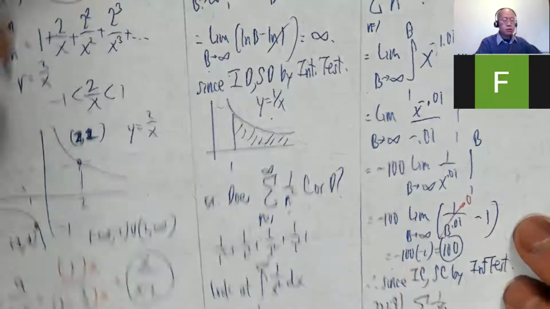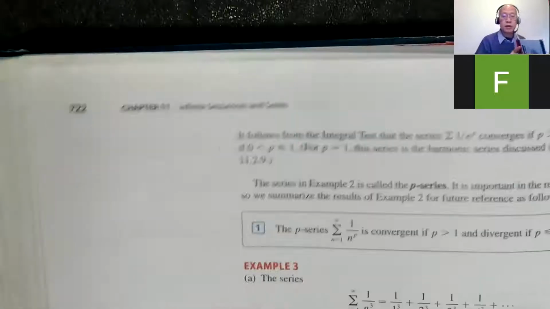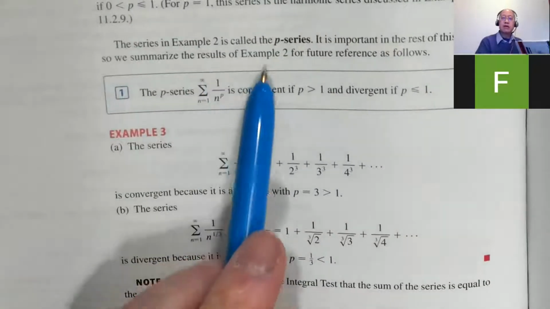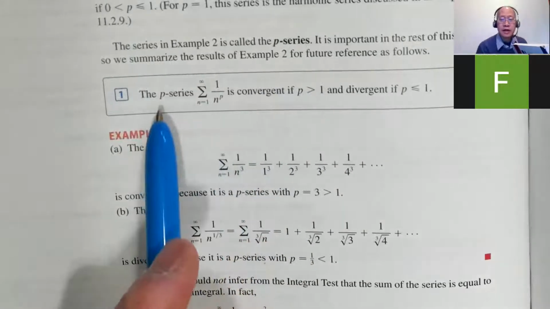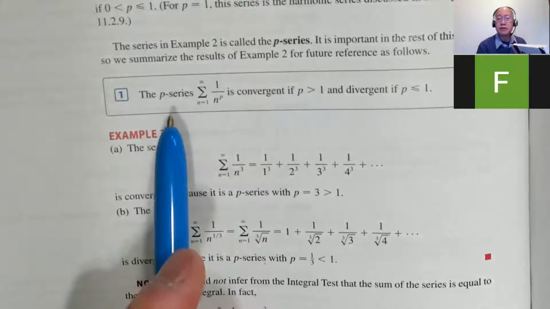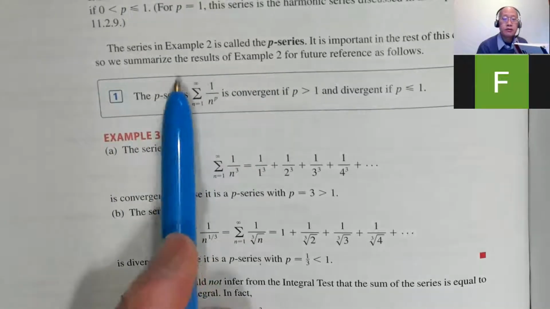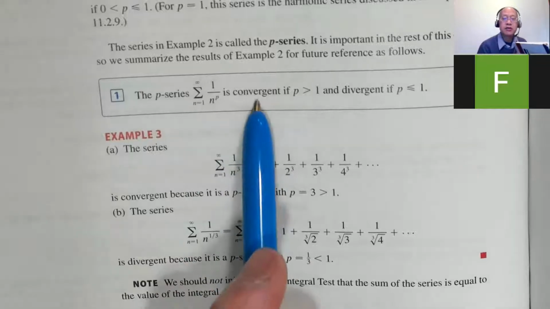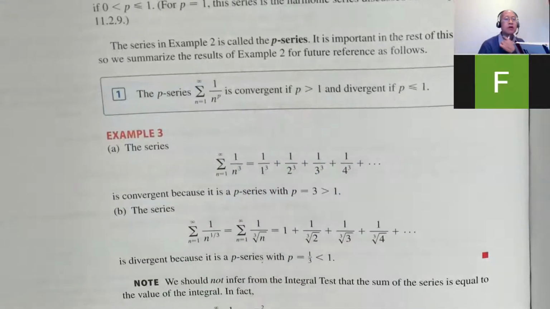Okay, so that leads us to a rule called the p series. And you want to put this on your formula sheet also, page 722. P series for a particular power. Put this on your cheat sheet. Again, heads up, if we were meeting face to face, I'd make you memorize it. The p series looks like summation n equals 1 to infinity of 1 over n to the p. It's convergent if p is greater than 1, divergent if p is less than or equal to 1.